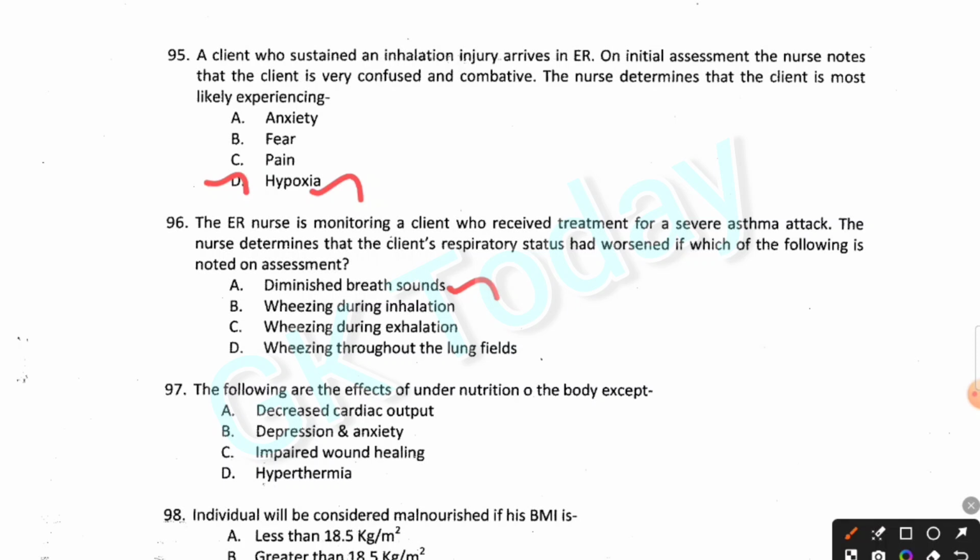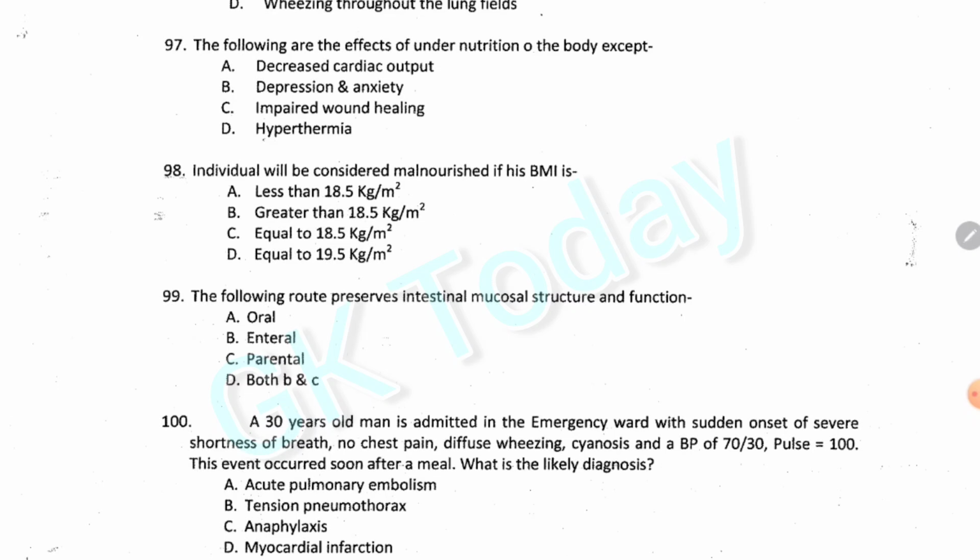Question number 97. The following are the effects of undernutrition on the body except. Correct answer is option D, hyperthermia. The following are the effects of undernutrition on the body except hyperthermia. Correct answer is option D.